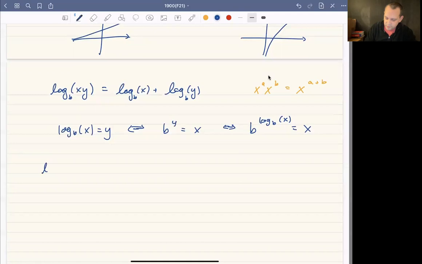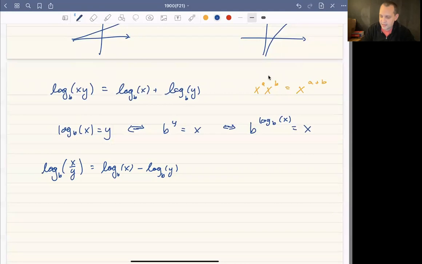There's another rule for logs. If you take the ratio, if you have log of x over y, you take the difference of the logs. So this is log of x minus log of y. So log base b, just to be precise.